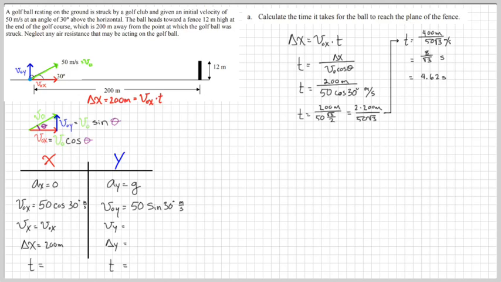So without my calculator, I can do a little quick manipulation of the fraction, and I get 2 times 200 meters over 50 times square root of 3, and I get 400 over 50 square root of 3, which is 8 over square root of 3, which is 4.62 seconds.